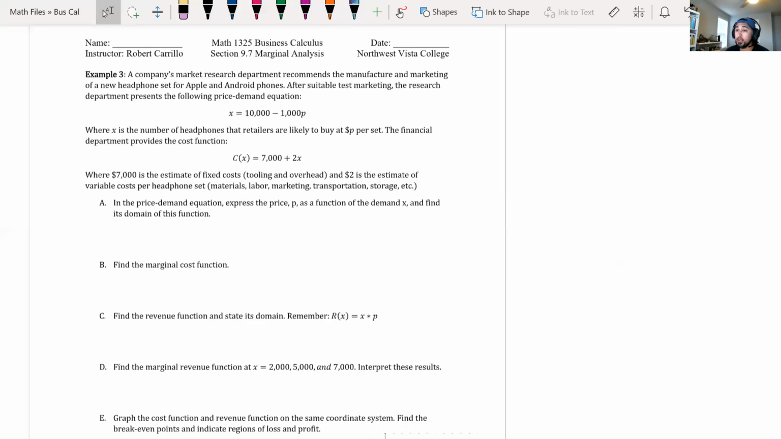Okay. So in the price demand equation given above, express the price p as a function of the demand x and find the domain of this function. So what this wants us to do is take the price demand equation given, solve it for p, and then find the domain of the actual function. So let's go ahead and do that first.